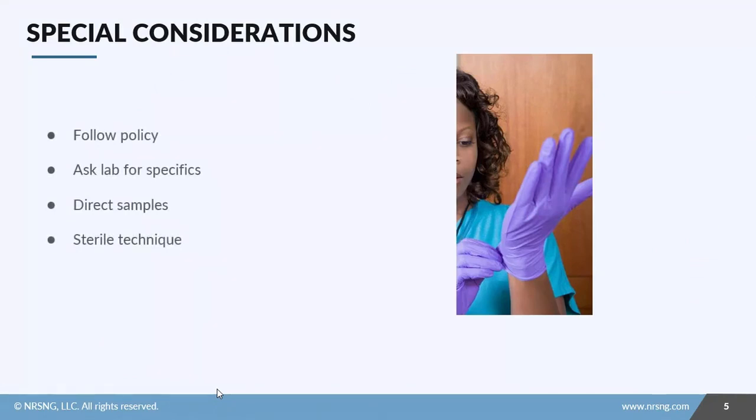So what do you need to be aware of as the nurse? Well, the first thing you need to do is follow policy. Find out what your unit policy is regarding different types of samples. Make sure you follow those. If you have a question about the type of culture you're supposed to get, then call the lab. Find out what the specifics are. In most cases, you're going to be responsible for getting that direct sample.